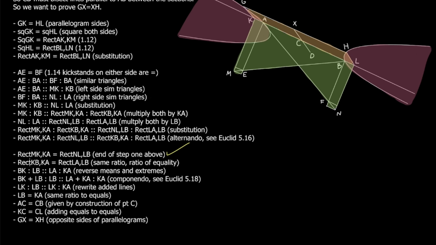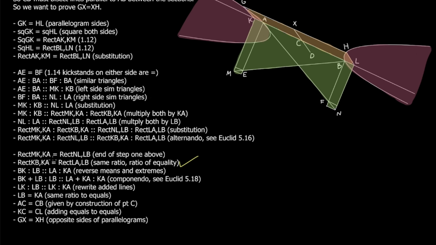And MKKA, you'll notice, is here, and NLLB is here. So usually we say as this is to this, this is to this. As this is to this is equal. So this side, rectangle KBKA, must be equal to rectangle LALB. So that's what I've written here. They have the ratio of equality.